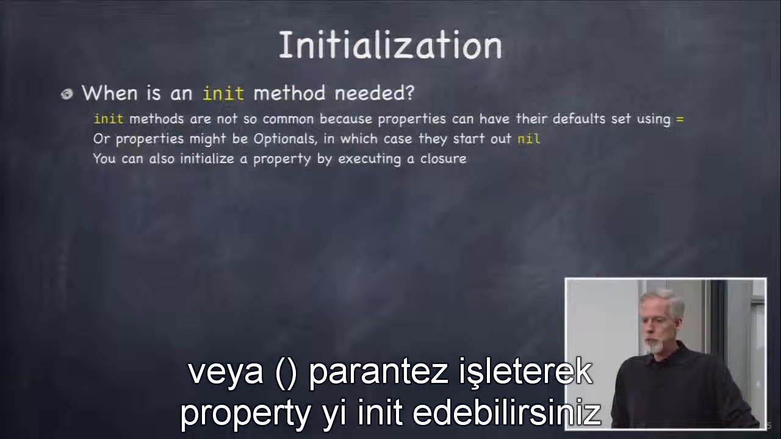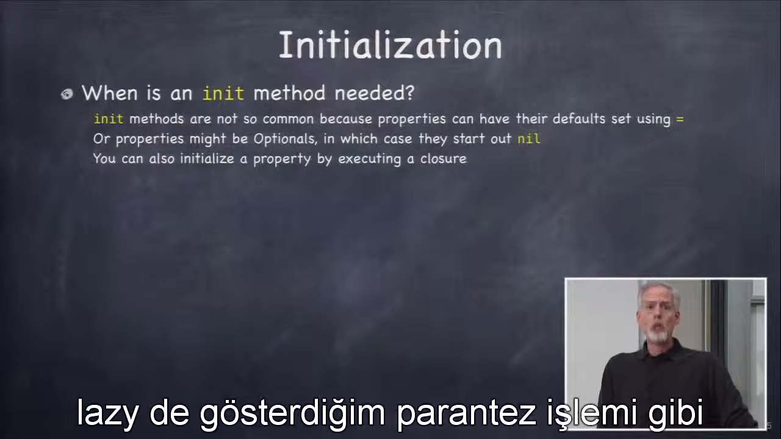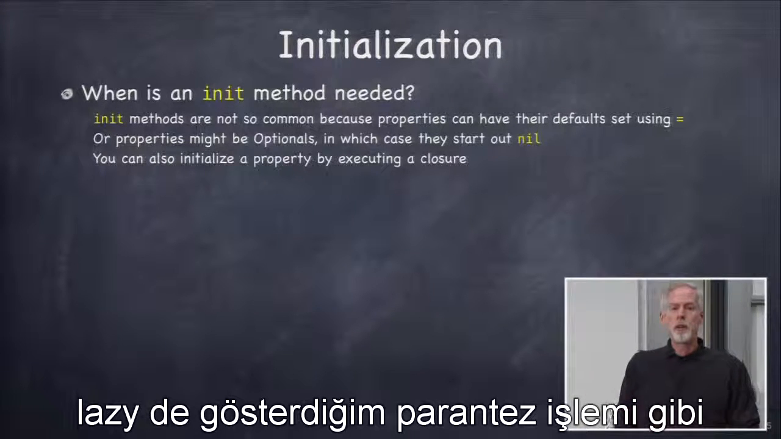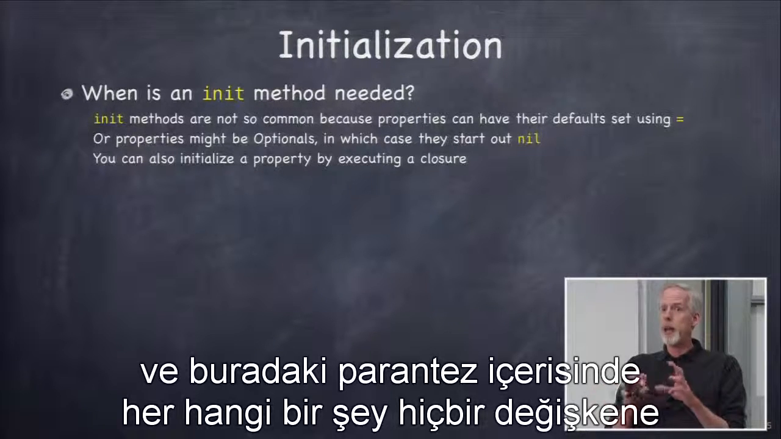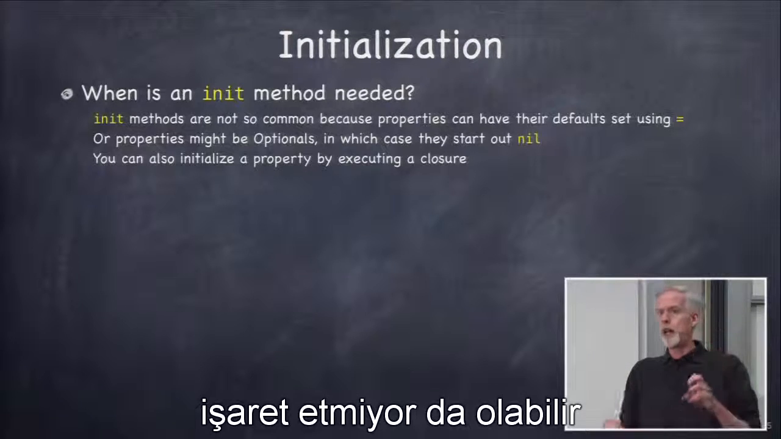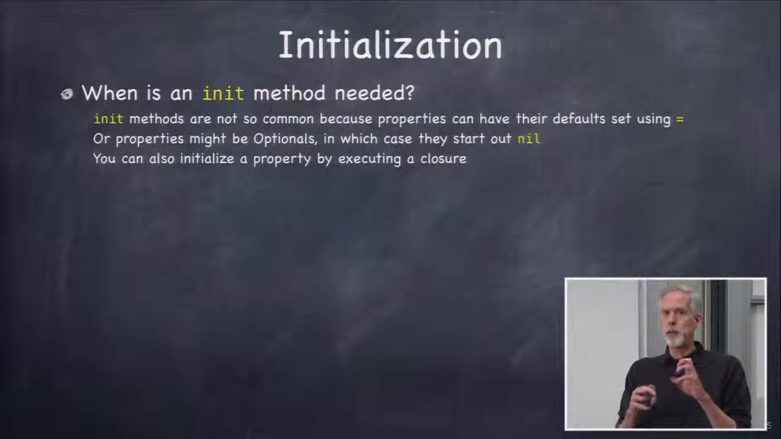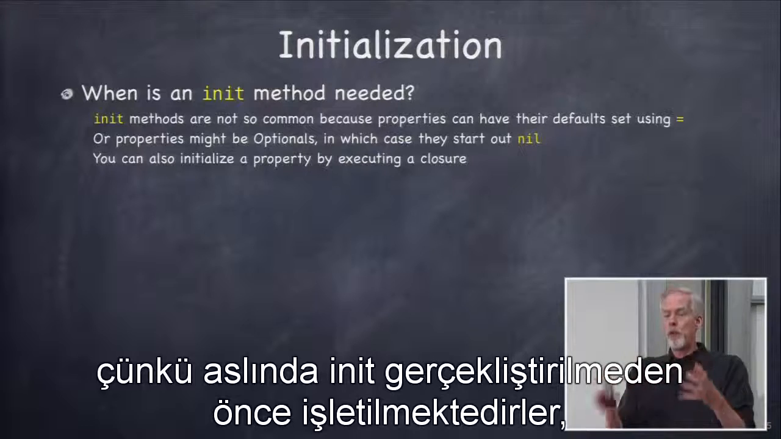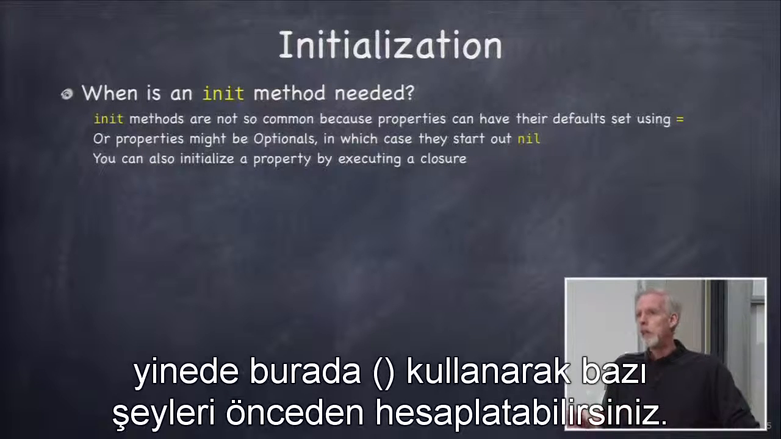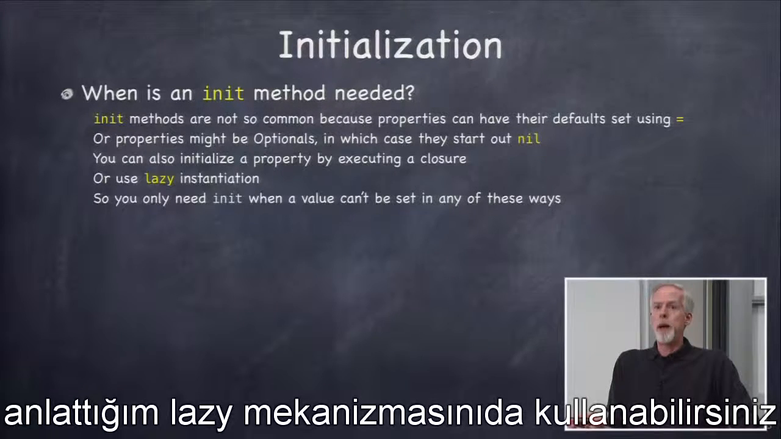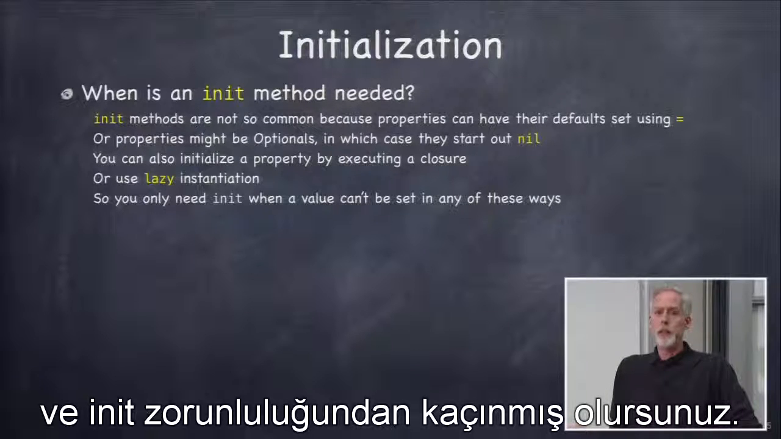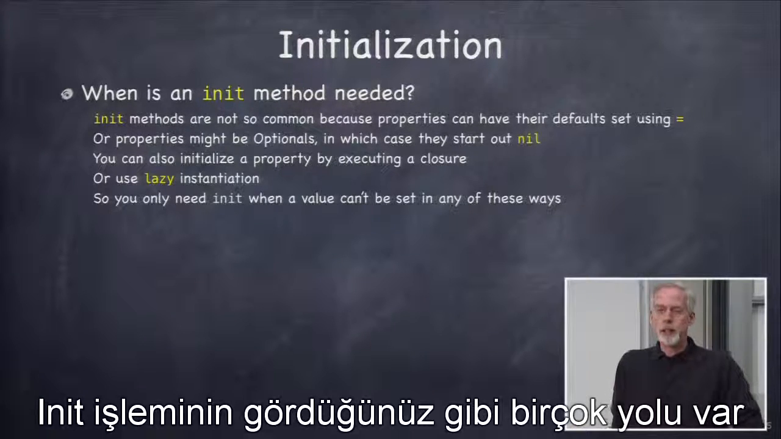Or you can actually initialize by using a closure, as I showed on the previous slide with that lazy thing. You can do that for non-lazies: put the closure there and execute it. It'll get executed right away, and nothing inside that closure could refer to any other instance variables, of course, because it would be executing before the initialization was done. But still, you can calculate some things to assign in a closure by executing a closure. Or you could just use the lazy mechanism to avoid needing an init. So there's a lot of ways to avoid init.